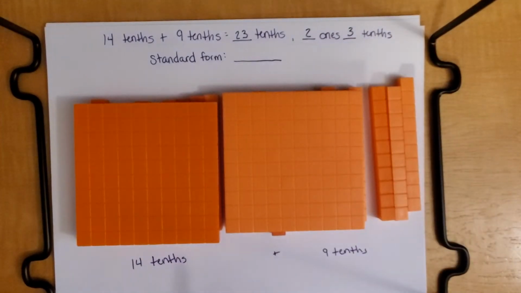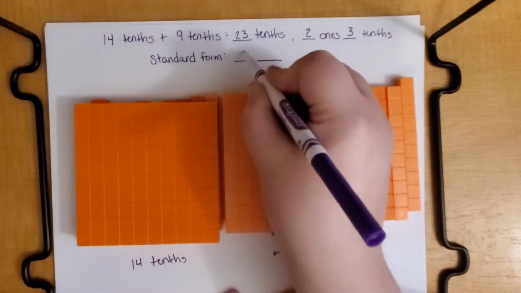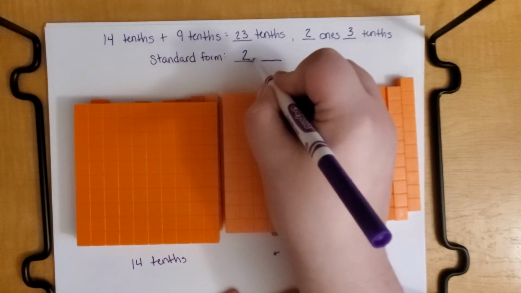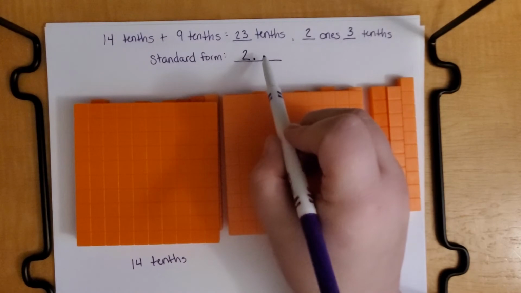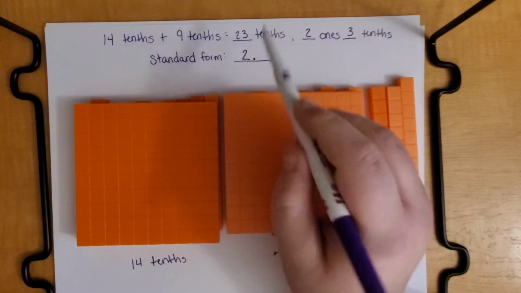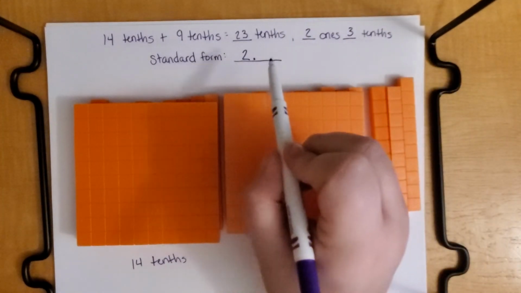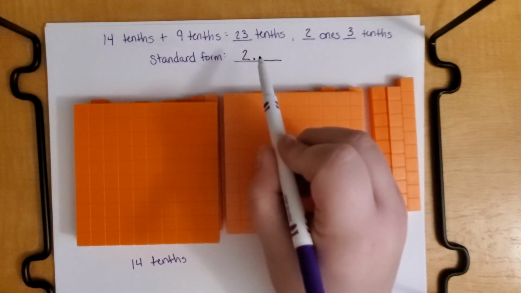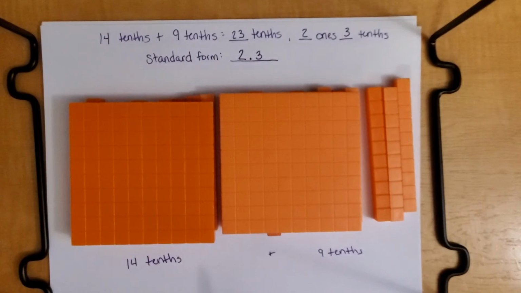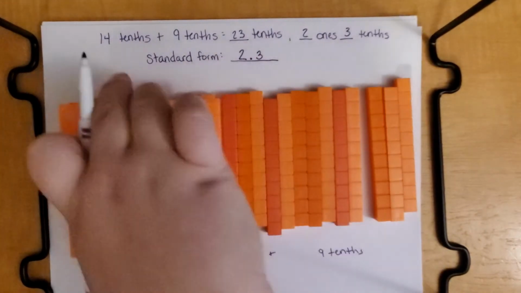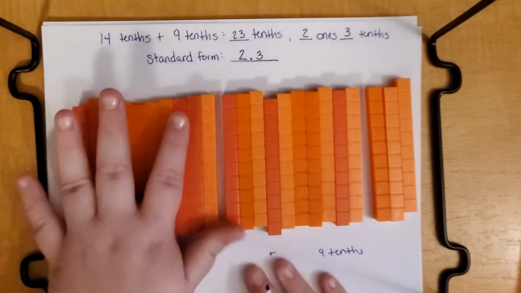Now in standard form, my 2, my whole number, will be on the left side of the decimal. And if you think back to those first few videos we did, and we had those little graphs that went tenths, hundredths, thousandths, tenths are the first place value after the decimal, and I have 3 of them. So there's my standard form. Okay? Let's look at another one.